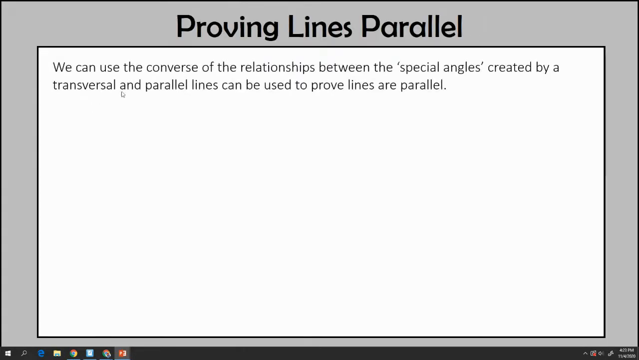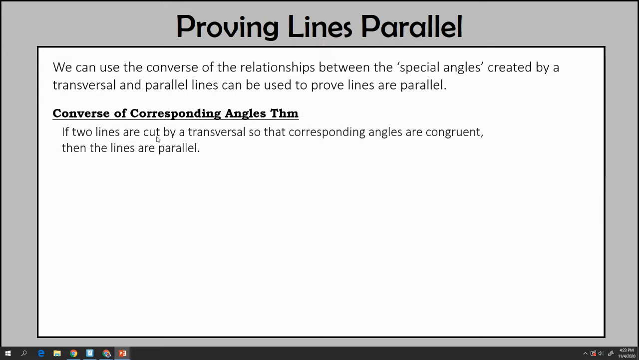So jumping into it here, we can use the converse of the relationships between the special angles created by a transversal and parallel lines to prove that lines are parallel. So if we just go through them all, you're going to see that we can use any of the ones that we've had. So for instance, the converse of the corresponding angles theorem.